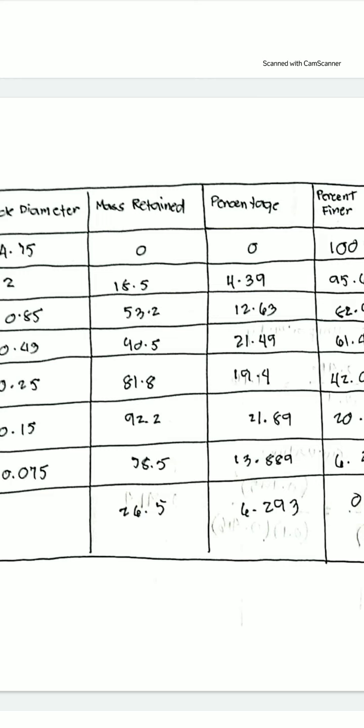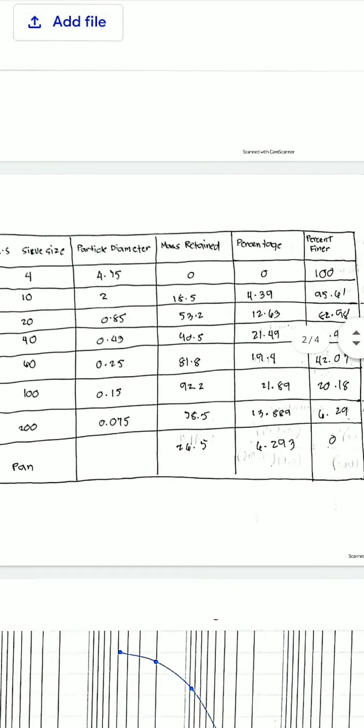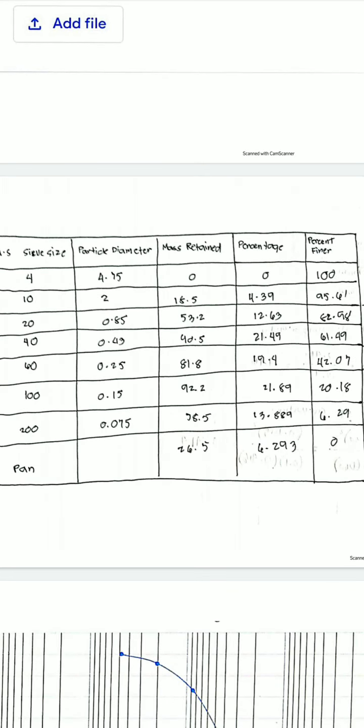At sieve size number 20, it has a 12.63 percentage of mass retained, and then in 40 it is equal to 21.49. At 60 is 19.4, 100 is 21.89, 200 is 13.889. In the pan, it has a 6.293 percentage of mass retained.